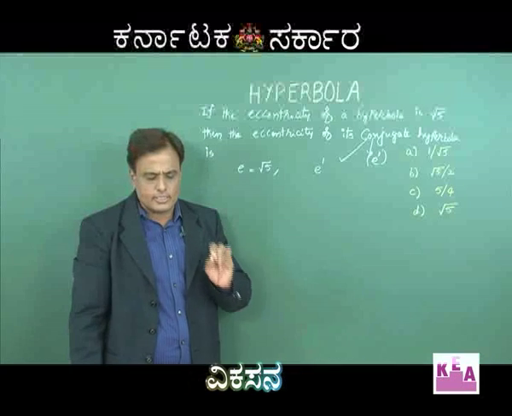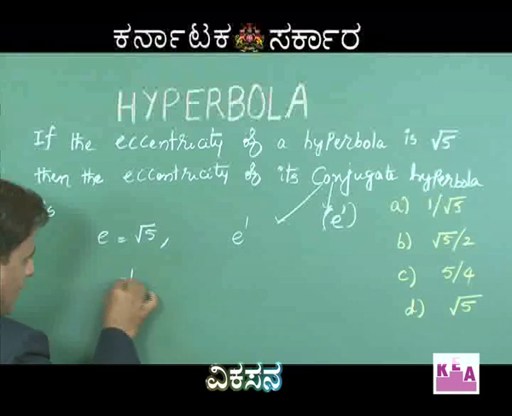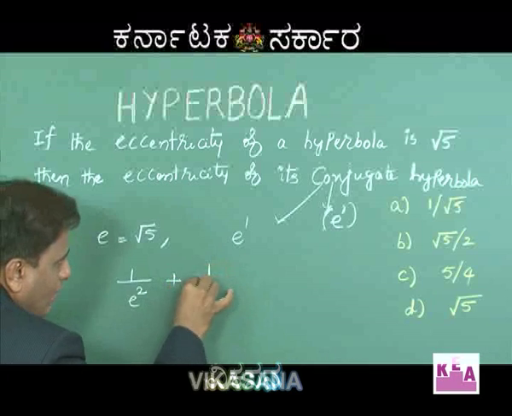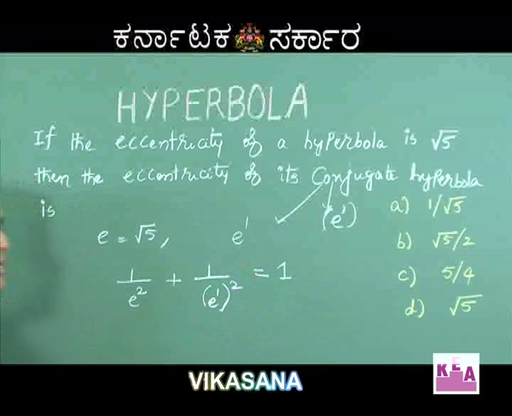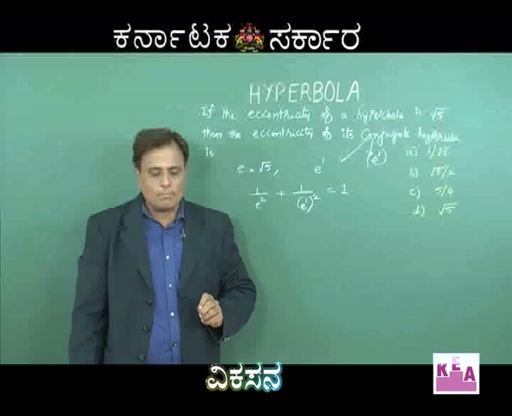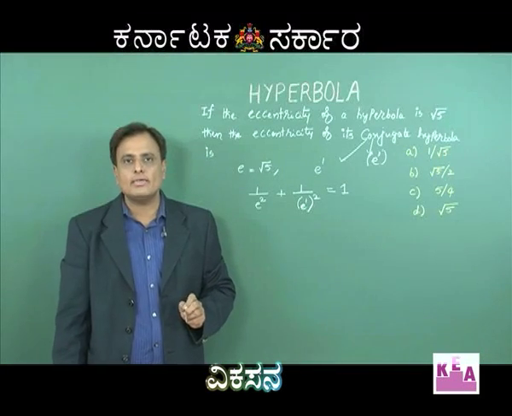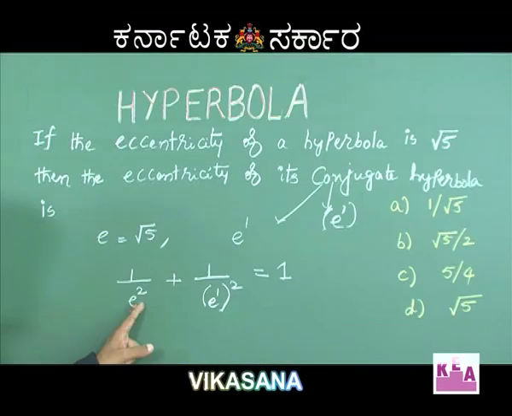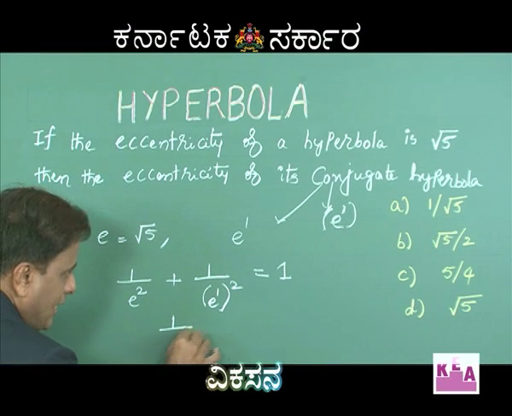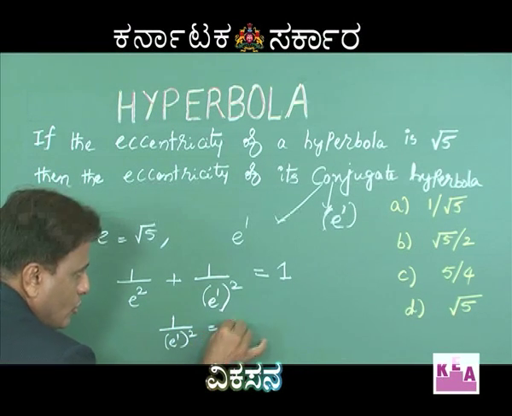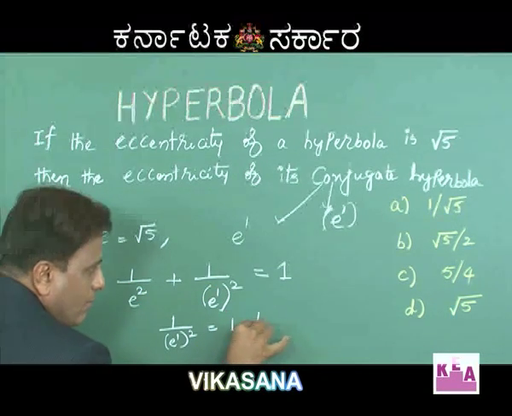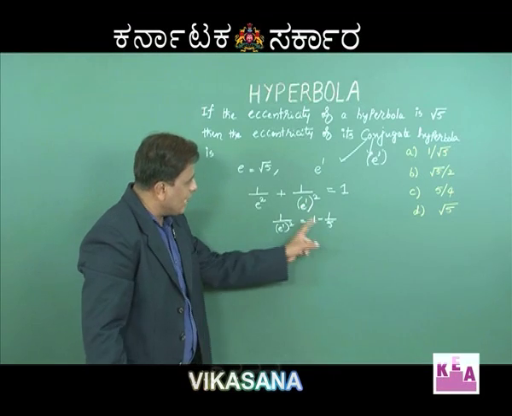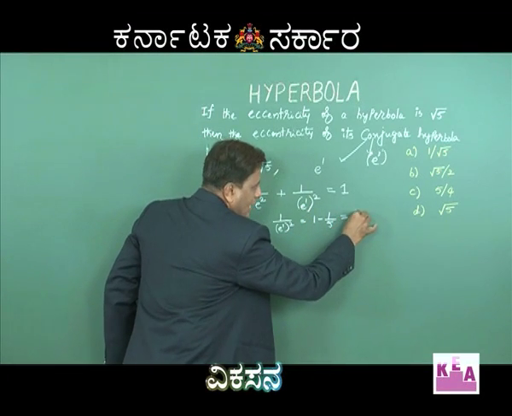Using a simple identity, the identity is like this: 1 by e square plus 1 by e dash square is equal to 1. Note down this simple identity. 1 by e square plus 1 by e dash square is equal to 1. Here e square is 5, so this will become 1 by 5. Therefore, 1 by e dash square is equal to 1 minus 1 by 5. Taking that to the other side, 5 minus 1 is equal to 4 by 5.